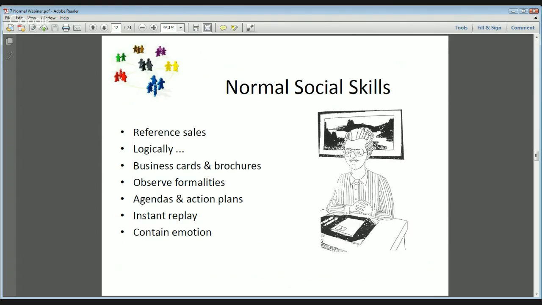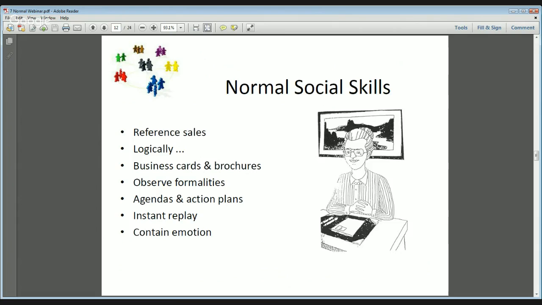Use business cards and brochures. In fact, exchanging the business cards is very important. And you mustn't say something stupid like, oh, I don't use business cards, because they'll look at you and think, well, mature people do, why not you? Also, they expect to see brochures.